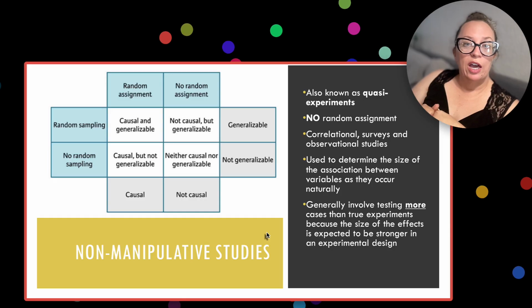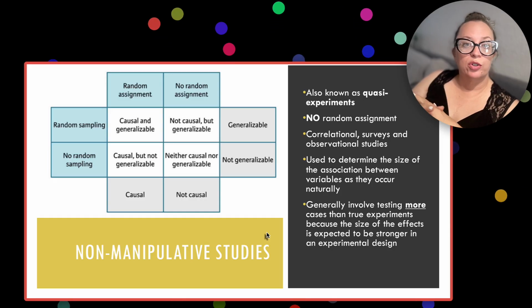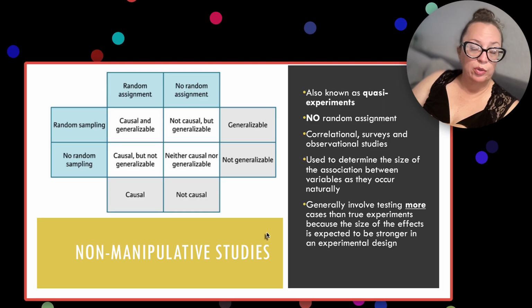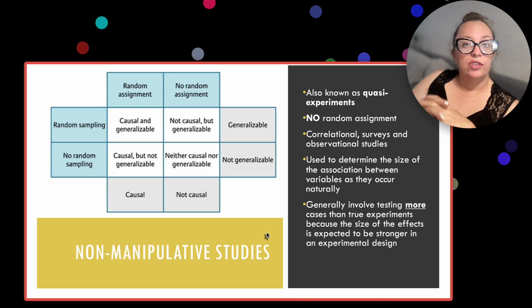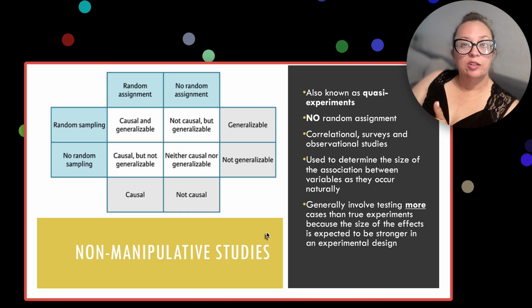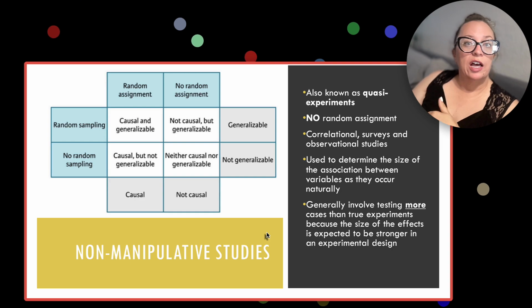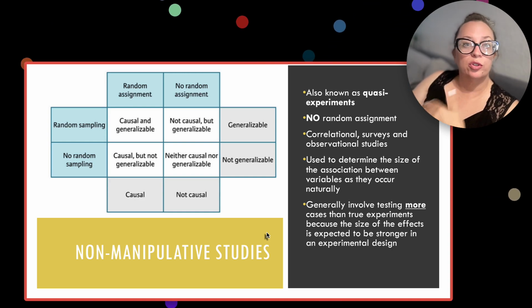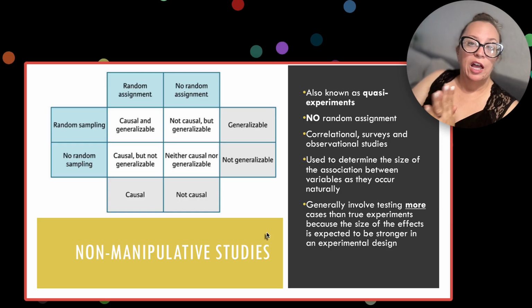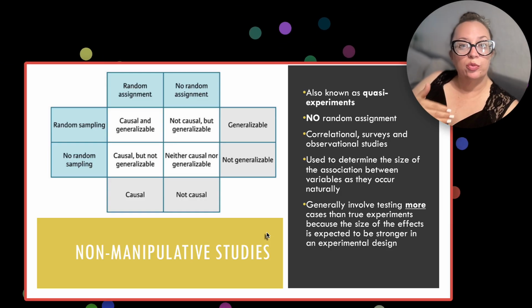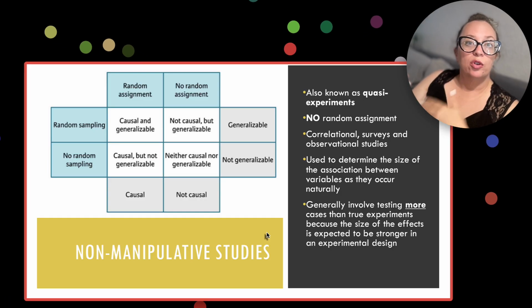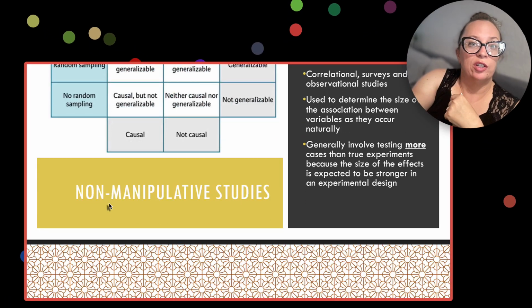So generally, we have to test more individuals if we're going to go with this type of design as compared to true experimental designs where we have more control of the study. And we'll talk about this a little bit more as we go in the class. Larger samples are generally revered as better because the larger the sample, the closer we get to the population. However, when we have less variables we can control for, the larger the sample is, the more we can hone in on a specific variable.